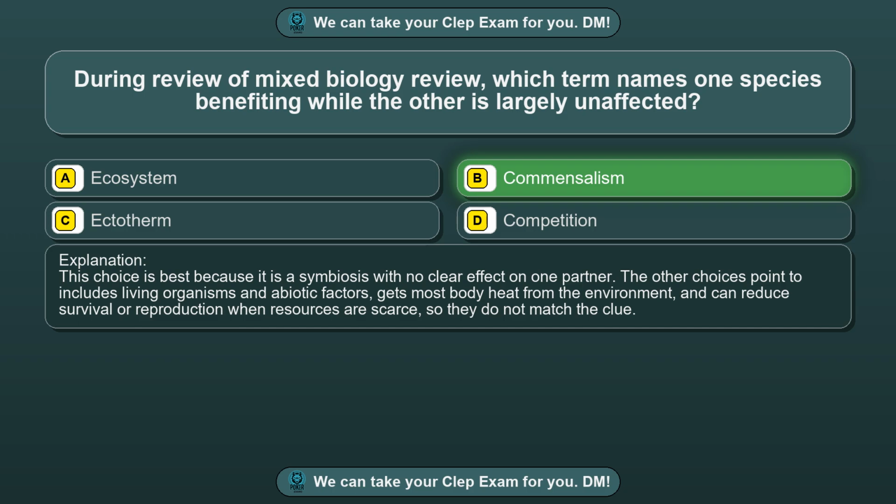This choice is best because it is a symbiosis with no clear effect on one partner. The other choices point to includes living organisms and abiotic factors, gets most body heat from the environment, and can reduce survival or reproduction when resources are scarce, so they do not match the clue.